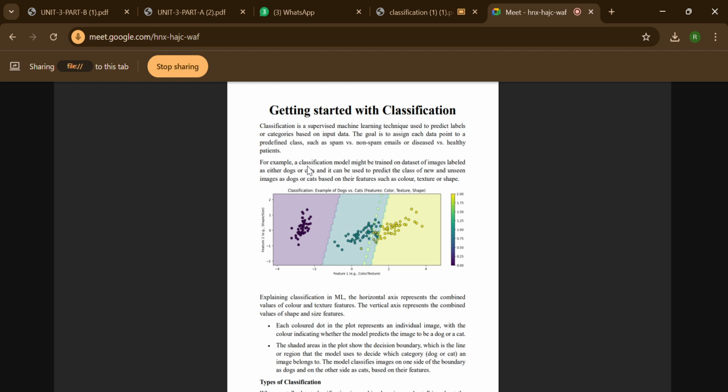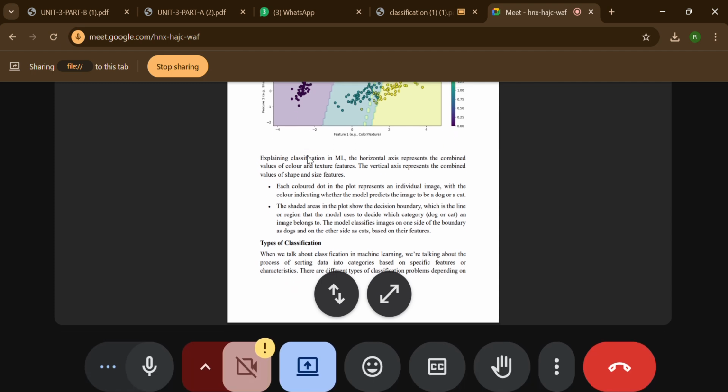Next is decision boundary. In the visualization, the x-axis represents combined color texture features and the y-axis shows shape and size features. Each dot is an image. Dots of one color represent dog predictions and the other represents cat. The shaded region shows the decision boundary, the dividing line the model uses to separate the dogs from cats.